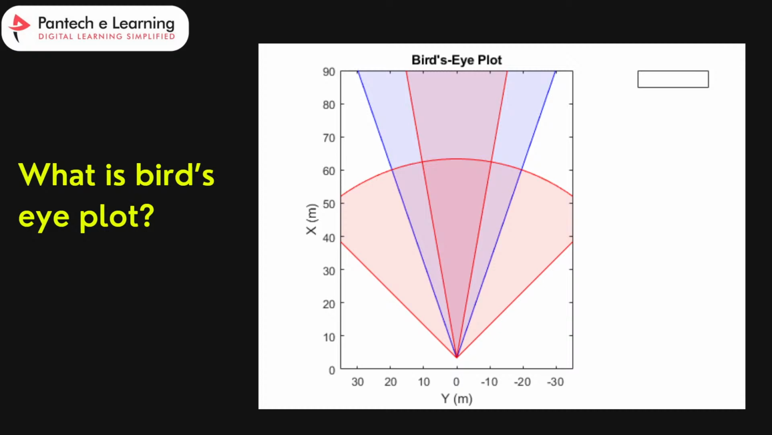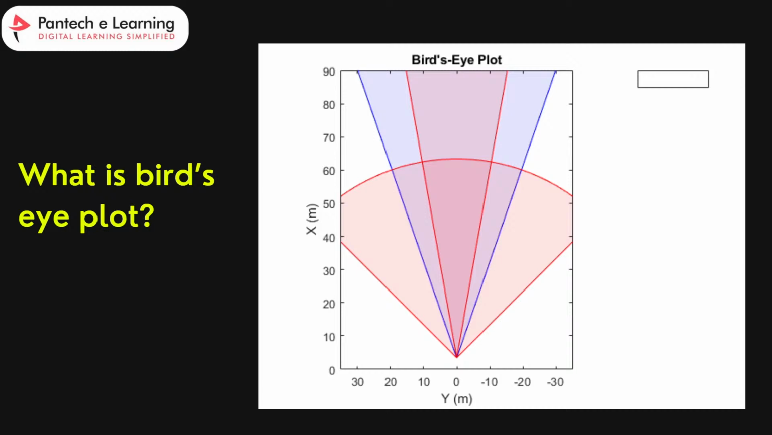So now all this information is being shown on the one plot that is called bird's eye plot. So all this visual information is being shown under this one plot that is called bird's eye plot. So it's like a special map that helps us understand what's happening around the car. So with this plot, we can get a clear picture of what's happening around the car.